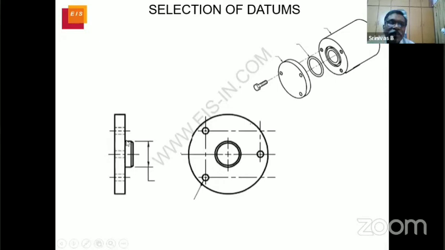Secondary datum is this cylindrical dia, small dia. Are you seeing the small dia? This is the secondary datum. This is the primary datum. Tertiary datum is not required because these holes can be drilled taking dimension from here to here, and from here to here. And that is anyway given by the axis of the small lug.